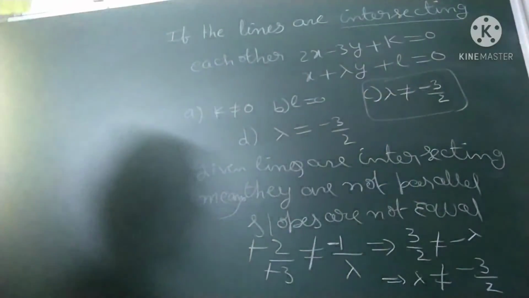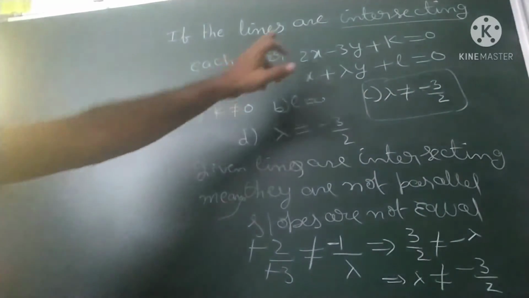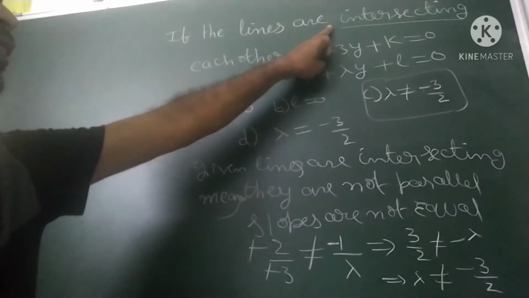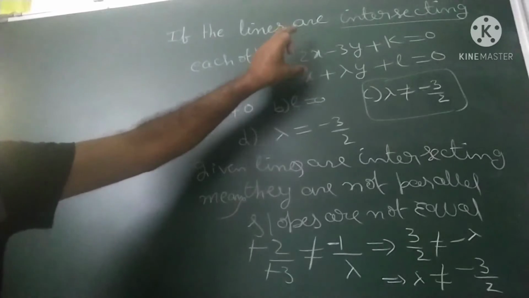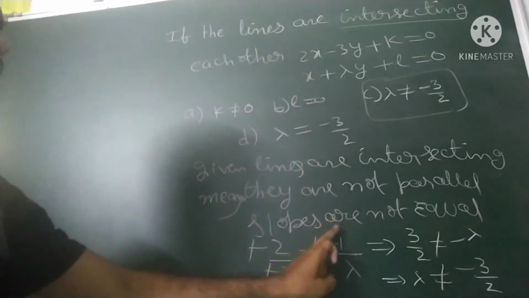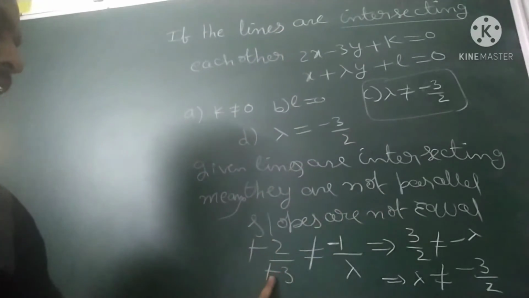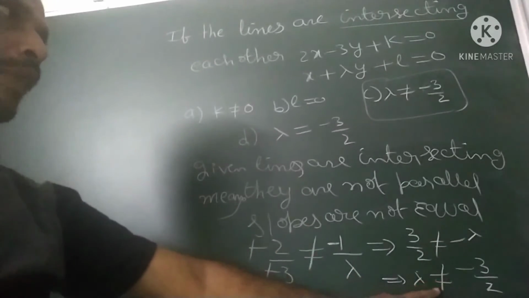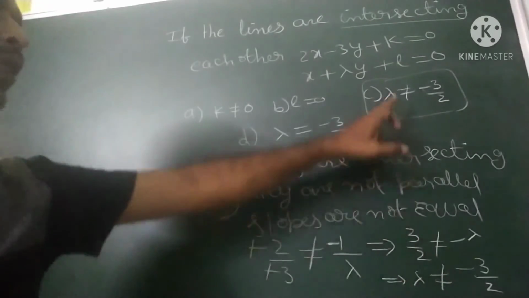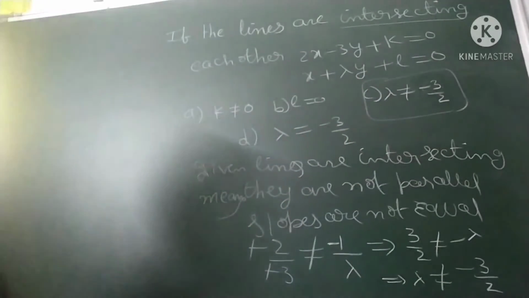So what is the point to understand? When the lines are intersecting, that means the given lines are not parallel. When the lines are not parallel, slopes are not equal. So calculate slopes and consider them not equal. After cancellation you got lambda not equal to minus 3 by 2. So this option is the correct answer.